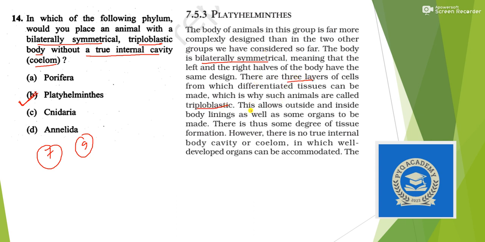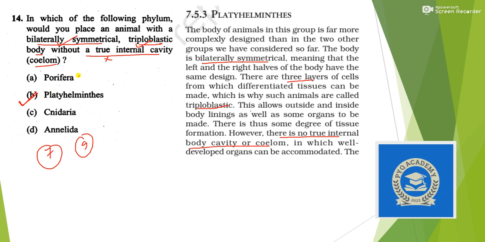This allows outside and inside body lining as well as some organs. However, there is no true internal body cavity. So it satisfies all the 3 conditions given in the question: bilaterally symmetrical, triploblastic, but no true internal cavity. So the answer is option B.